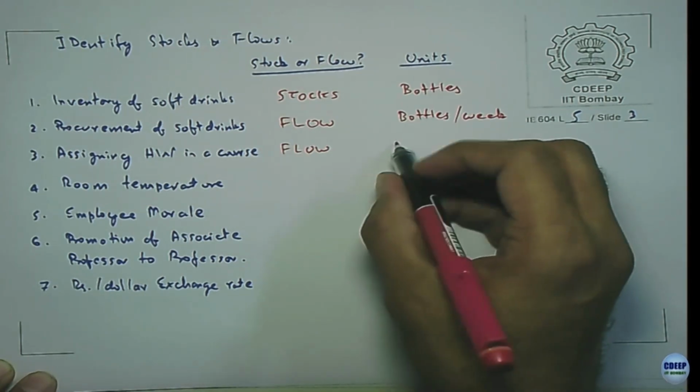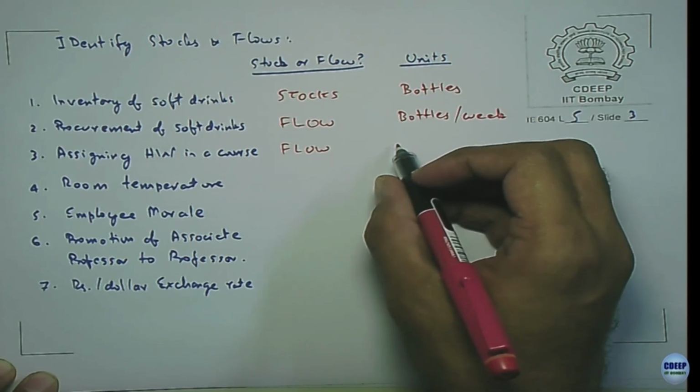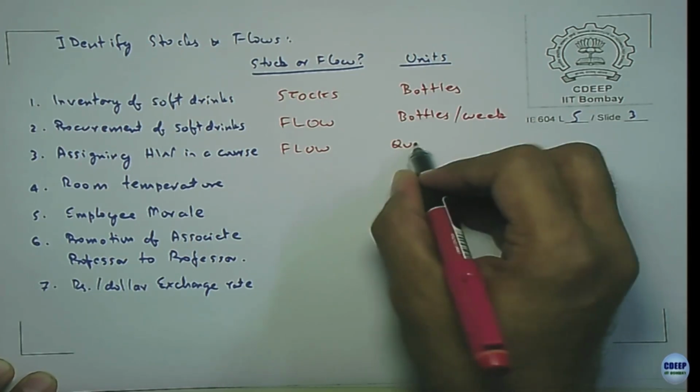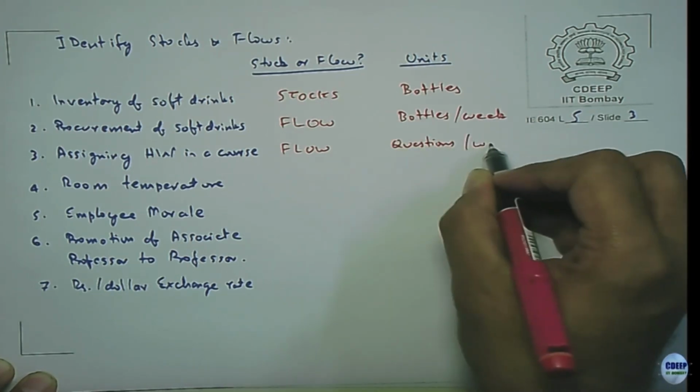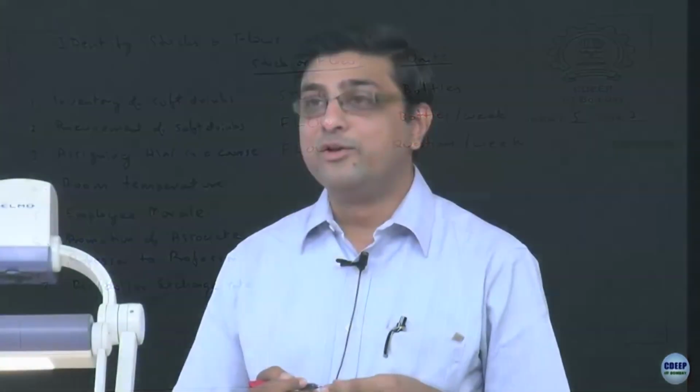Its units would be homeworks per week. Assigning homeworks comes as a rate. The number of homeworks due, or the number of uncompleted pending assignments, will be a stock. Number of pending homeworks will be a stock. So as and when assignments are given, that stock increases. As and when you complete them, that stock goes down.